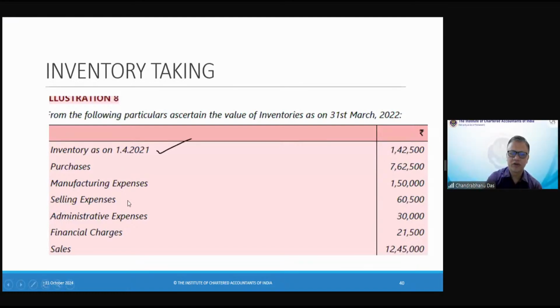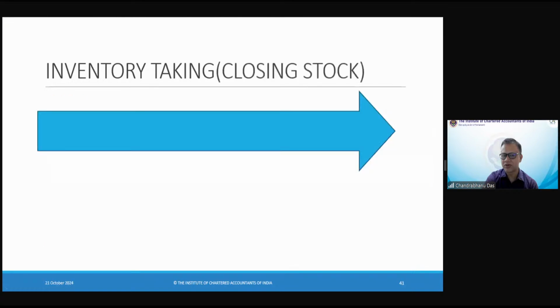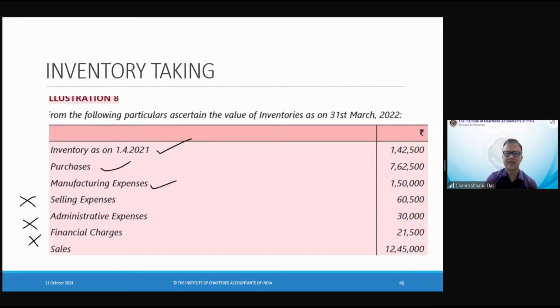Okay, so what we see is we have purchases, manufacturing expenses. We cannot... financial charges. So what happens is, now let us understand from the following. You have inventory at 31st April 2021, and you have to calculate the value of inventories on 31st March 2022. Now my question is, how do you proceed?